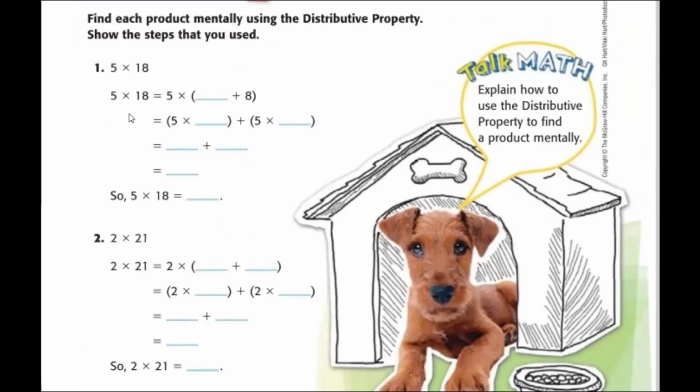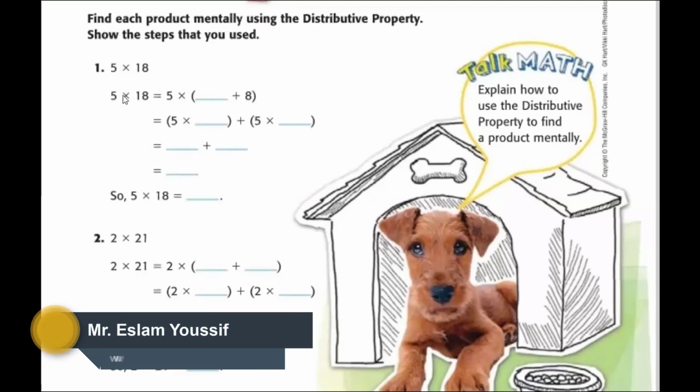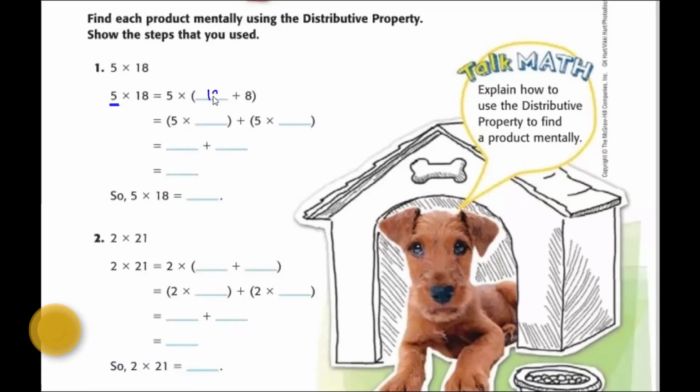18 times 5. 18 is like 10 plus 8. At the first, I will write 5 without any change here, and I will just change 18 to be 10 plus 8. Then 5 times 10 and 5 times 8, using the distributive property. Malik, just 1 minute. Try to listen to understand.